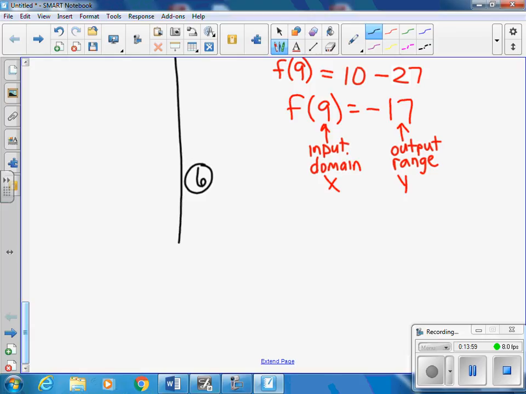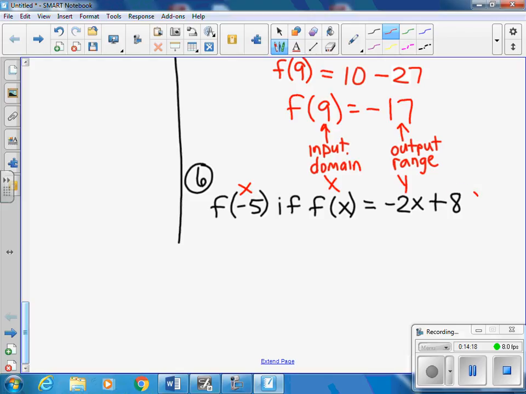If I have find f of -5 if f of x equals -2x plus 8. It'll always be set up like this. So once you get used to the routine of what you're doing, it's no different. All right, so the -5 is your x value. We're going to plug it in over here on the side where the rule is for the x. So f of -5 equals -2 times -5 plus 8.